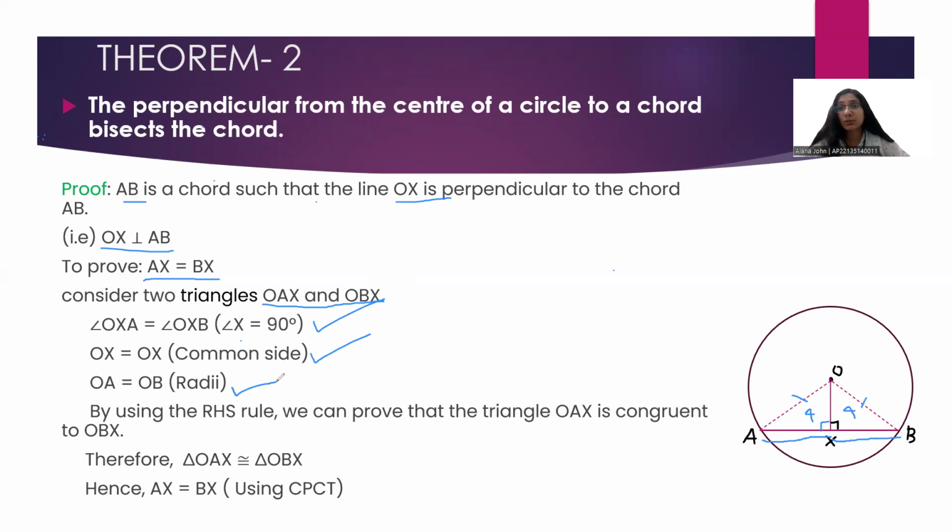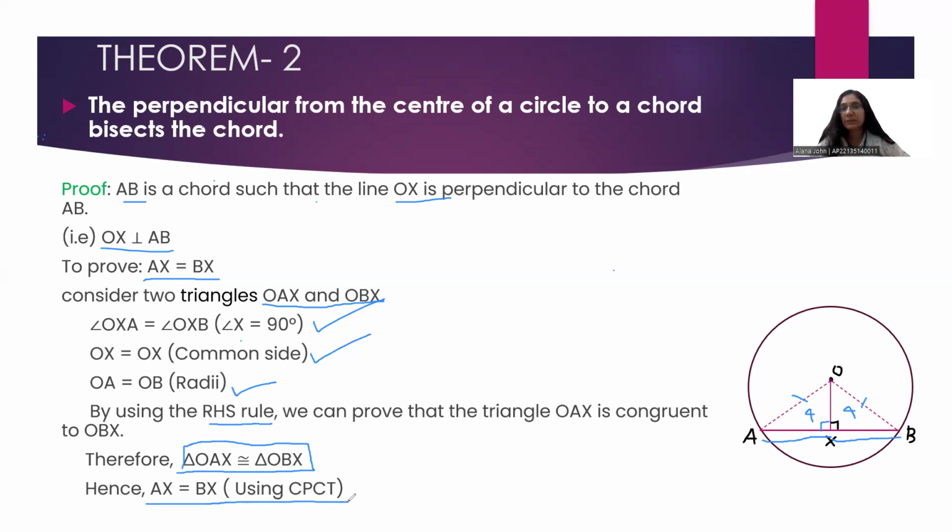So which congruence rule can we apply here? Right angle, hypotenuse and one side. So by the RHS congruence rule, we can say that these two triangles are congruent. Is that clear? Once we have proved that the two triangles are congruent, then by CPCT we can say that the corresponding sides AX and PX of the two triangles will be equal. That's all the proof of the theorem.